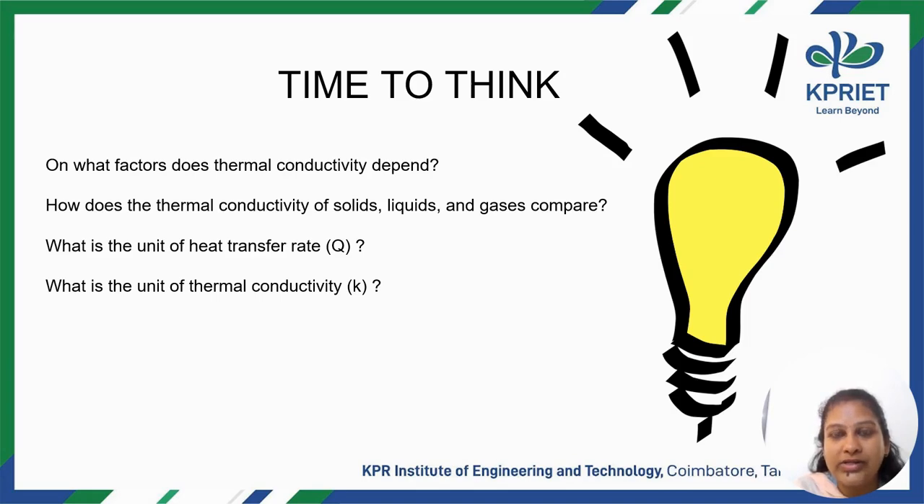Let us look into the third question. What is the unit of heat transfer rate? The unit of heat transfer rate, Q, is nothing but watt. What is the unit of thermal conductivity? The unit of thermal conductivity, K, is watt per meter Kelvin. And the resistance you are going to discuss, the unit of resistance is Kelvin per meter.